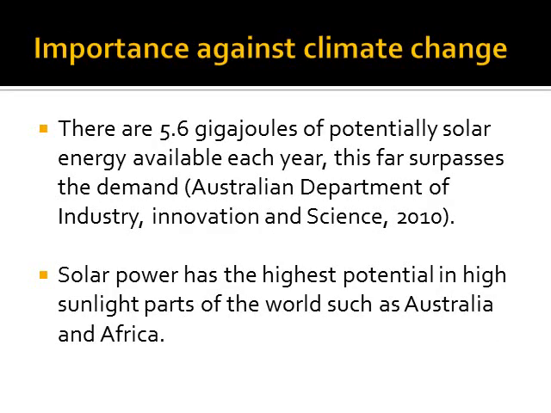Importance against climate change. There are 5.6 gigajoules of potential solar energy available each year. This far surpasses the demand. This is a special case where the supply is far greater than the demand. Solar power has the greatest potential in high sunlight areas of the world, such as Australia and Africa. Obviously, in areas of the world with a lot more exposure to the sun, there is a lot greater potential for solar panels.